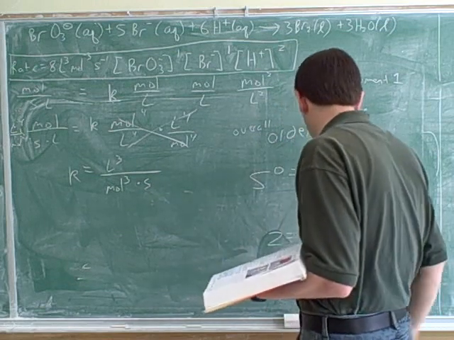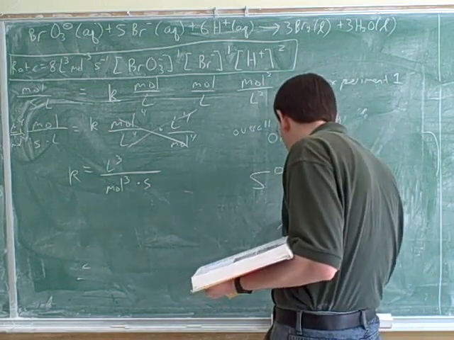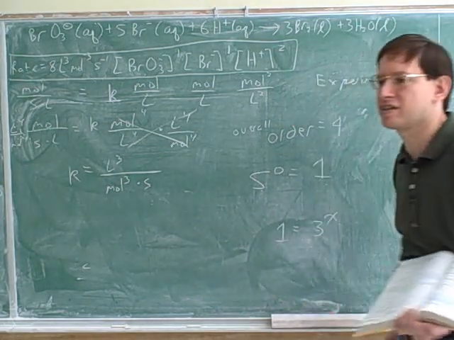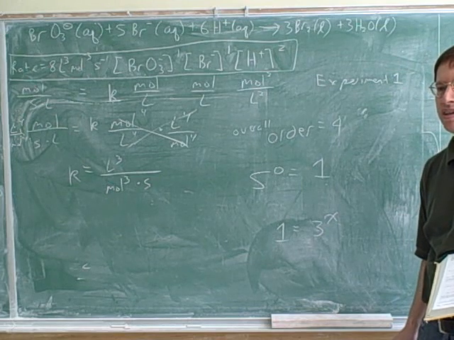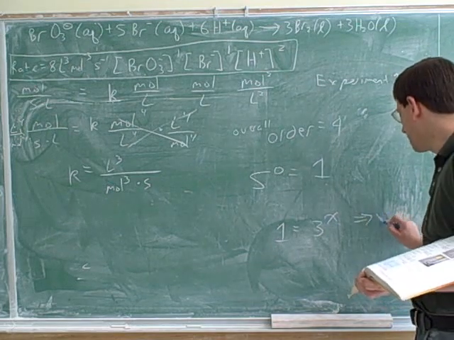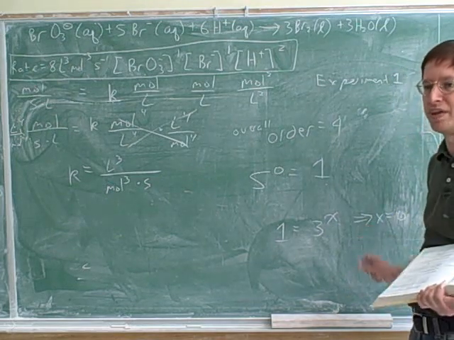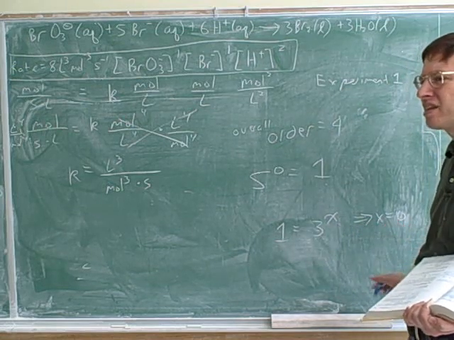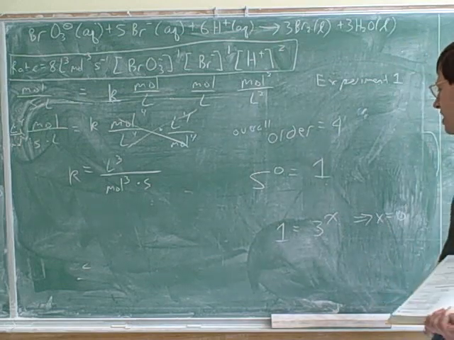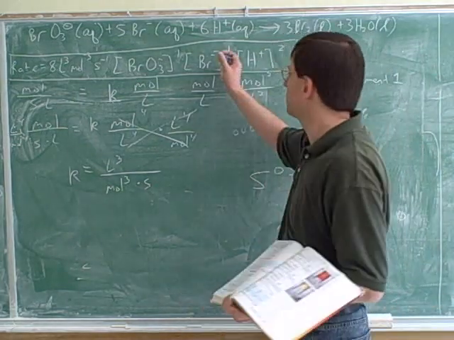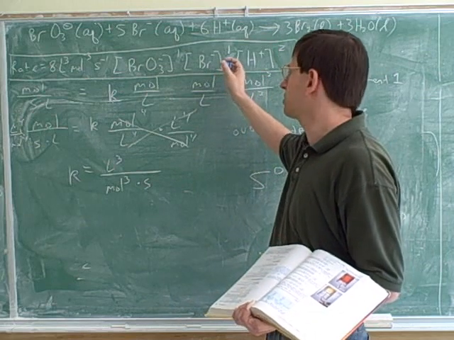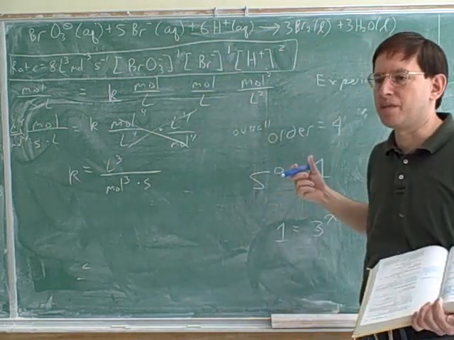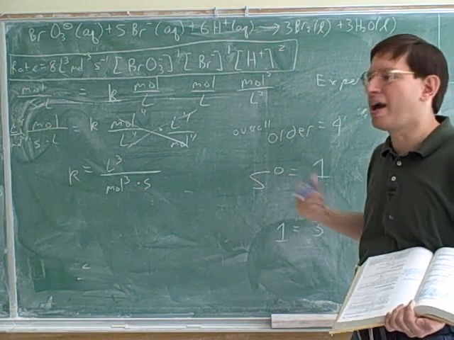So suppose that you got 1 equals 3 to the x. What would x be? 0. Yeah. That didn't come up in any of the examples that we looked at, but that could come up. That would be if the reaction was 0th order in something. That's a little bit unusual because if something had an exponent of 0, it just was 1 and its concentration didn't matter for the rate. If you're 0th order in a particular reagent, that reagent just doesn't matter for the rate.